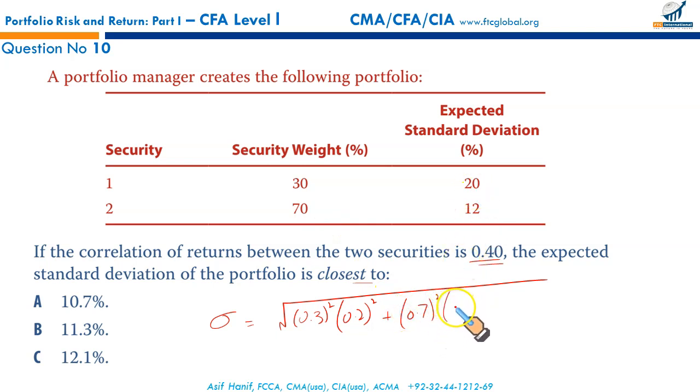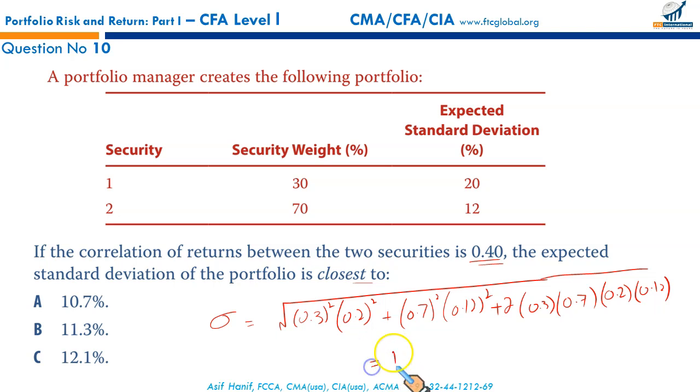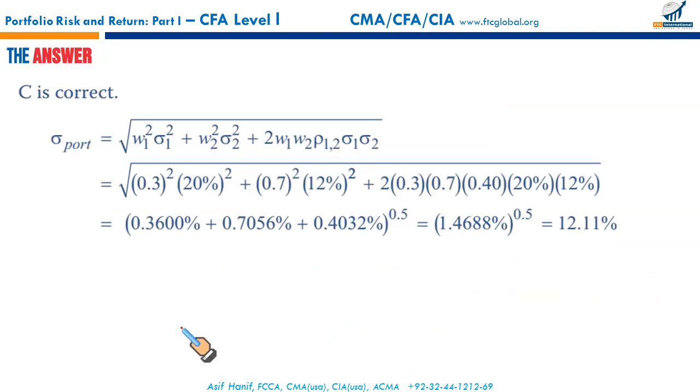times standard deviation squared plus 2 times of the weight of the first security times the weight of the second security times the standard deviation of the first security times the standard deviation of the second security. So if you do the computation, you will get approximately 12.11%. Straightforward question. You just need to apply the formula, and that makes C to be the correct option.